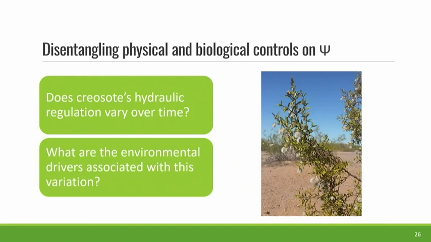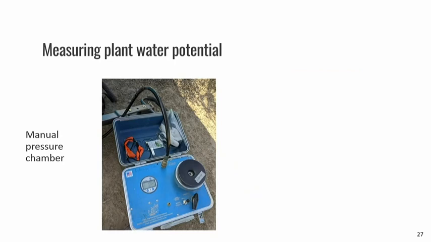And my questions here were, does a creosote's hydraulic regulation vary over time? And what are the environmental drivers associated, or what causes this variation if it's happening? And I have to take a little detour here to talk about how we measure water potential. The classic golden, accepted method is using this pressure chamber.